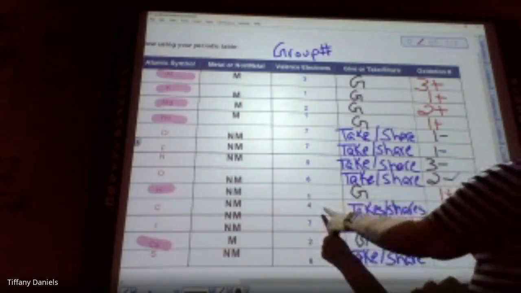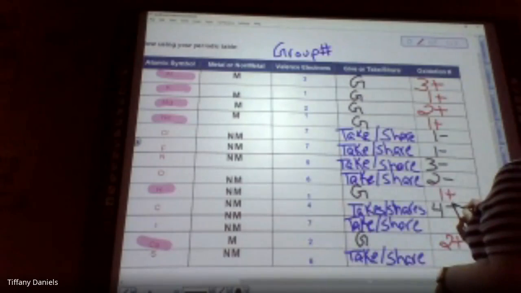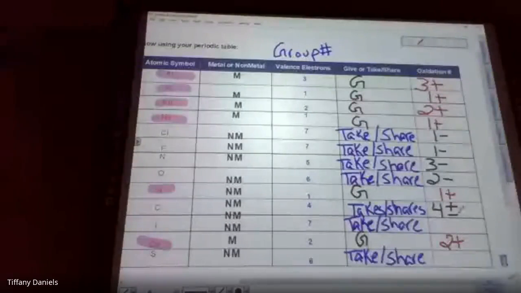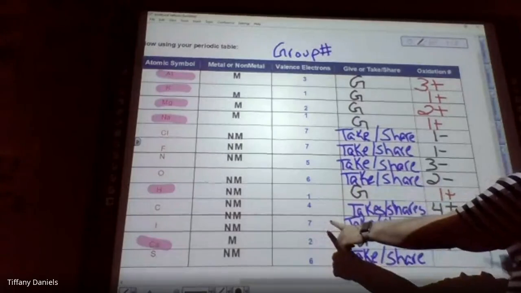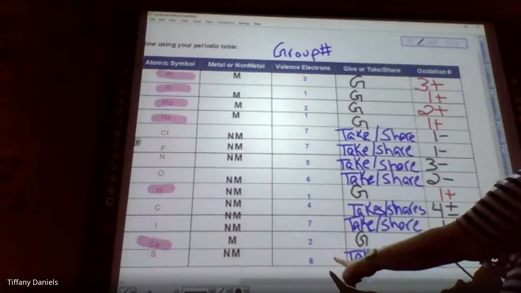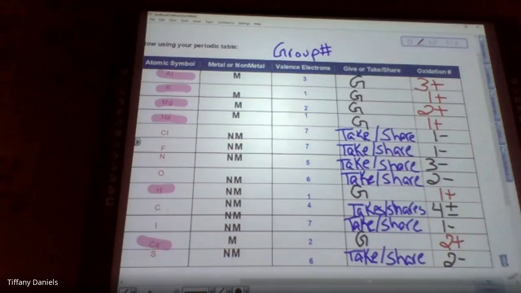And carbon, of course, we know does the plus or minus thing. Carbon's just friendly that way. Iodine? 1 minus. And then sulfur. Stinky sulfur is a 2 minus.